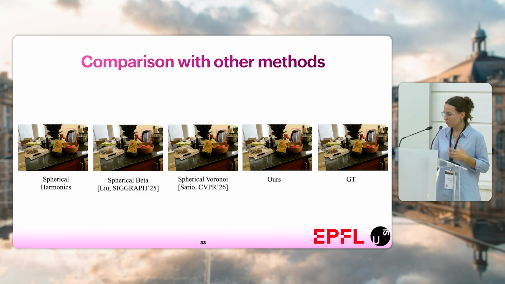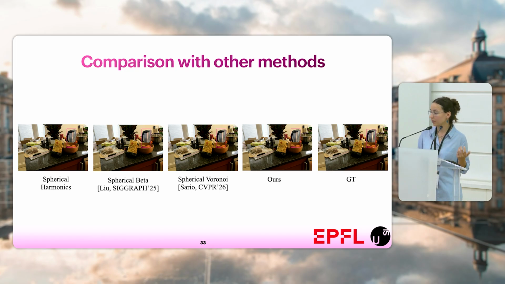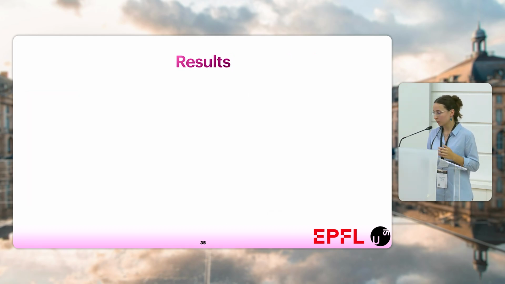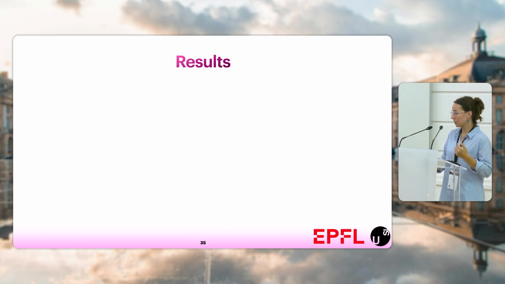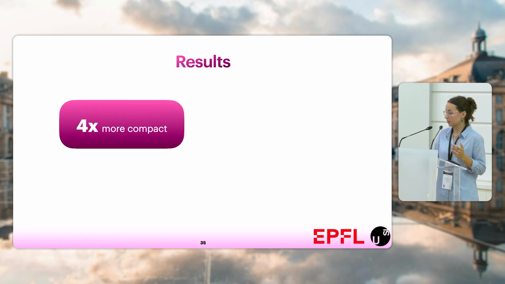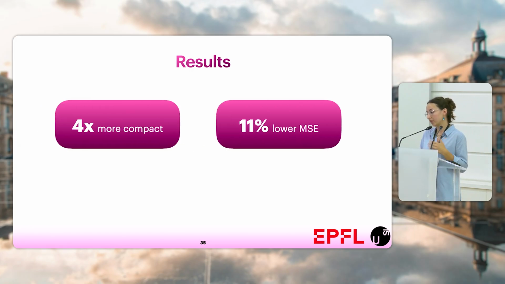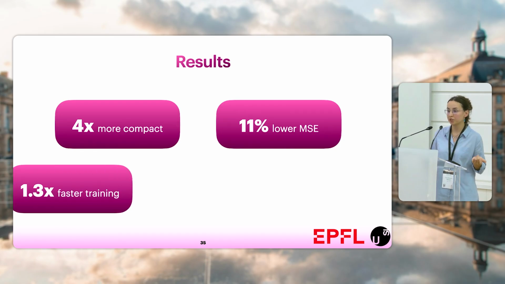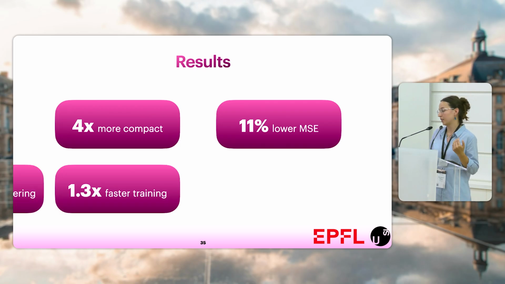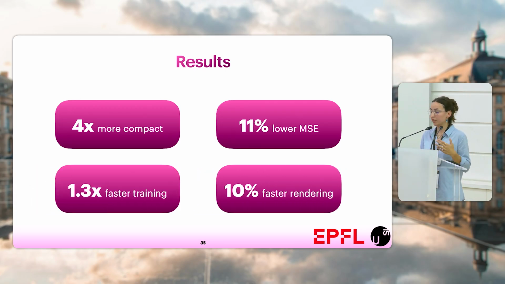We also compared our method with existing state-of-the-art appearance models, including spherical beta and spherical Voronoi. And our kernel achieves the most realistic reconstruction of the view-dependent effects while being more compact than spherical Voronoi. And the results are, compared to spherical harmonics and spherical Voronoi, our appearance model is 4 times more compact, at just 12 parameters per primitive. It achieves 11% better mean squared error than spherical harmonics, and it is more efficient. It trains 1.3 times faster than spherical harmonics and achieves approximately 10% faster inference, which is mainly due to reduced memory traffic.